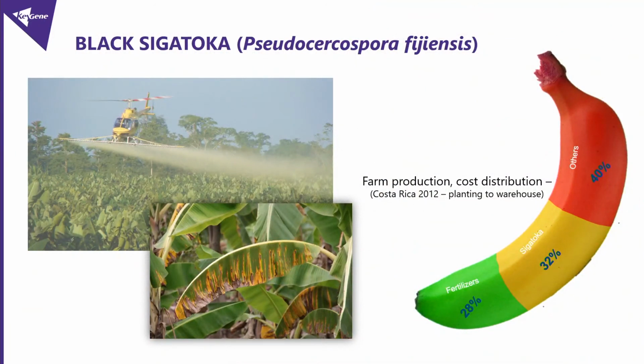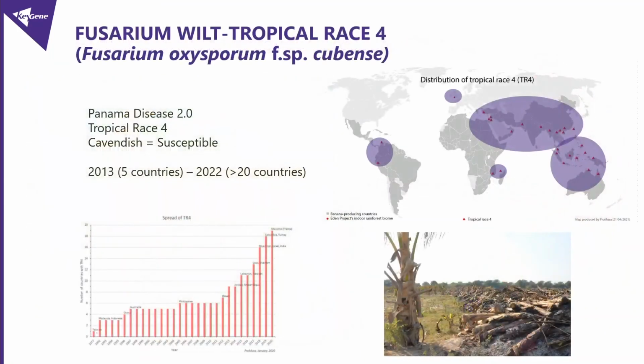So there is no doubt that black sigatoka and Fusarium wilt are the most important fungal diseases in banana, very limiting. As you can see here, black sigatoka affects the leaves of the banana, and this is controlled by the application, in many cases weekly applications, of fungicides, as you can see in the picture, which really hampers the cost of production of banana, and you can imagine the impact on the environment. On the other hand, we have Fusarium wilt, the famous tropical race 4, a devastating disease that is spreading around the globe. Just look at those numbers. In 2013, 5 countries reported this disease, and in the last couple of years, we reached a number of 20 countries.